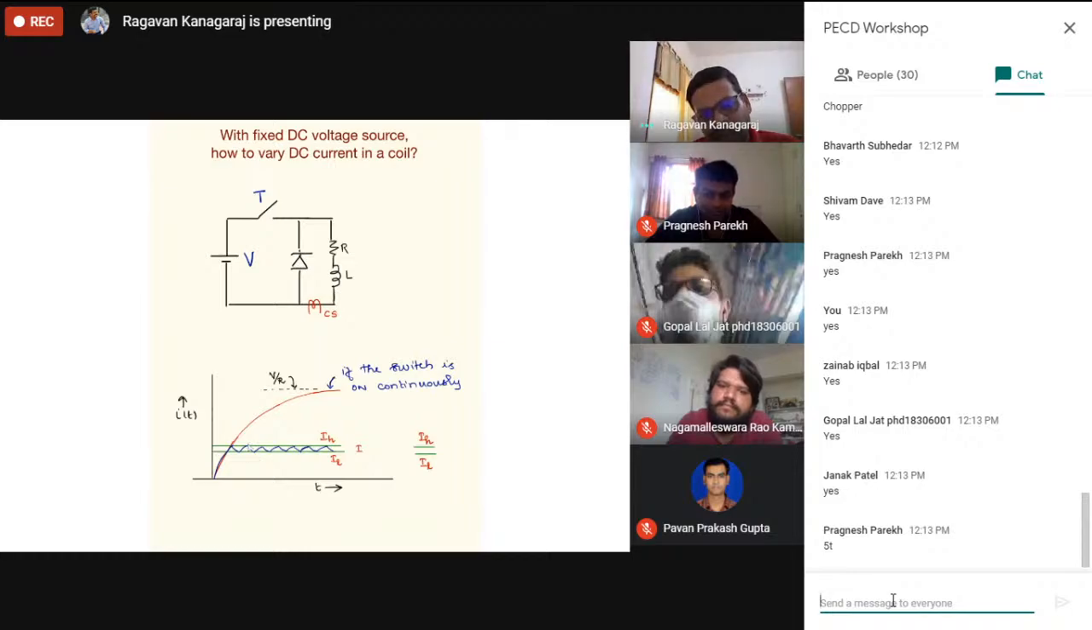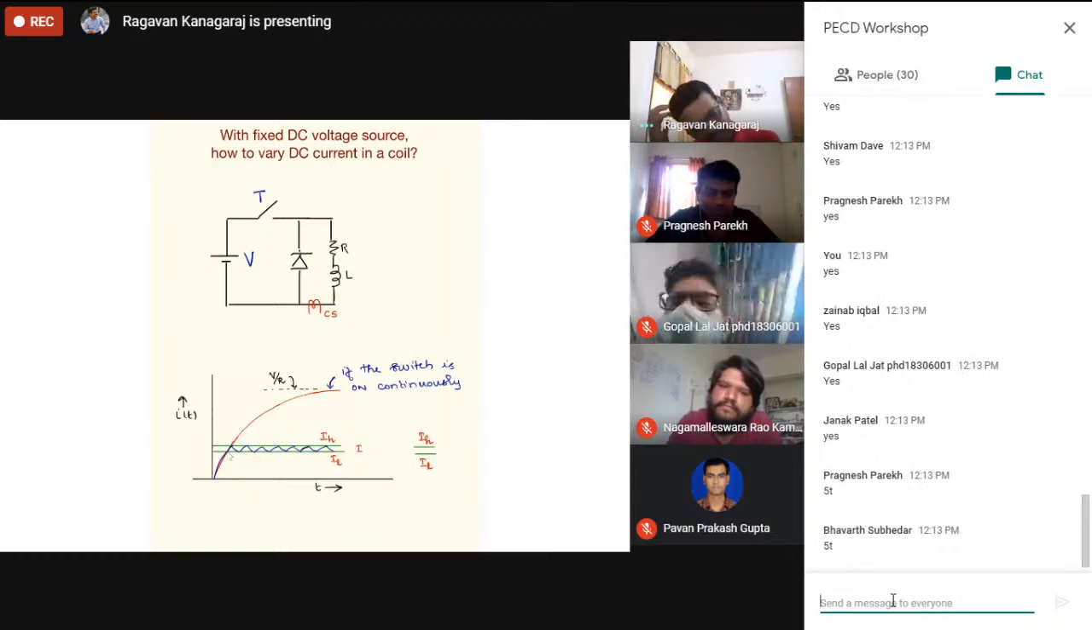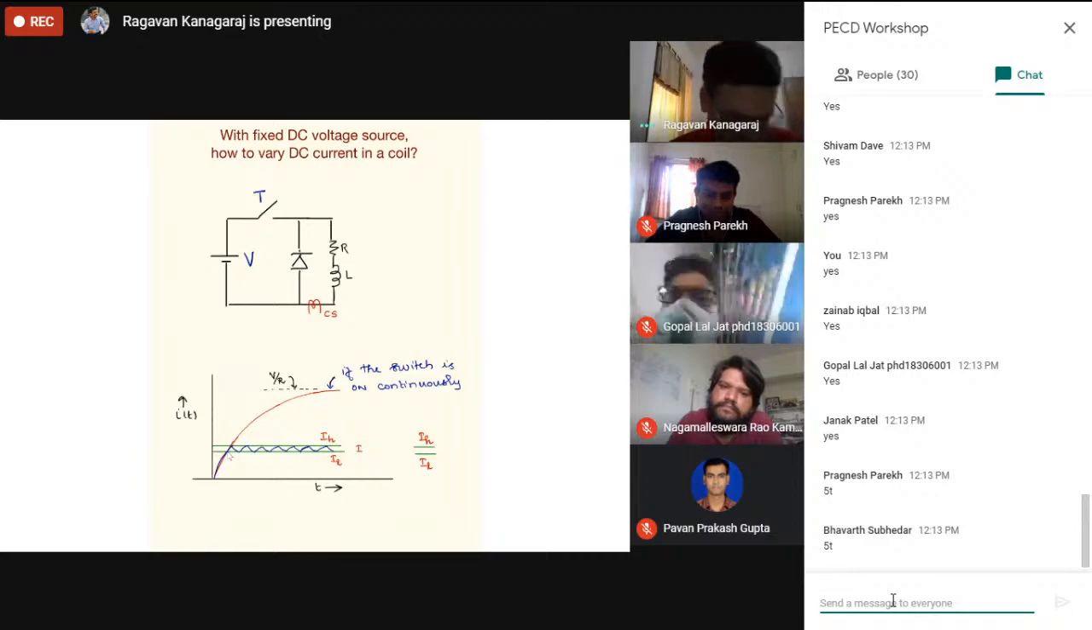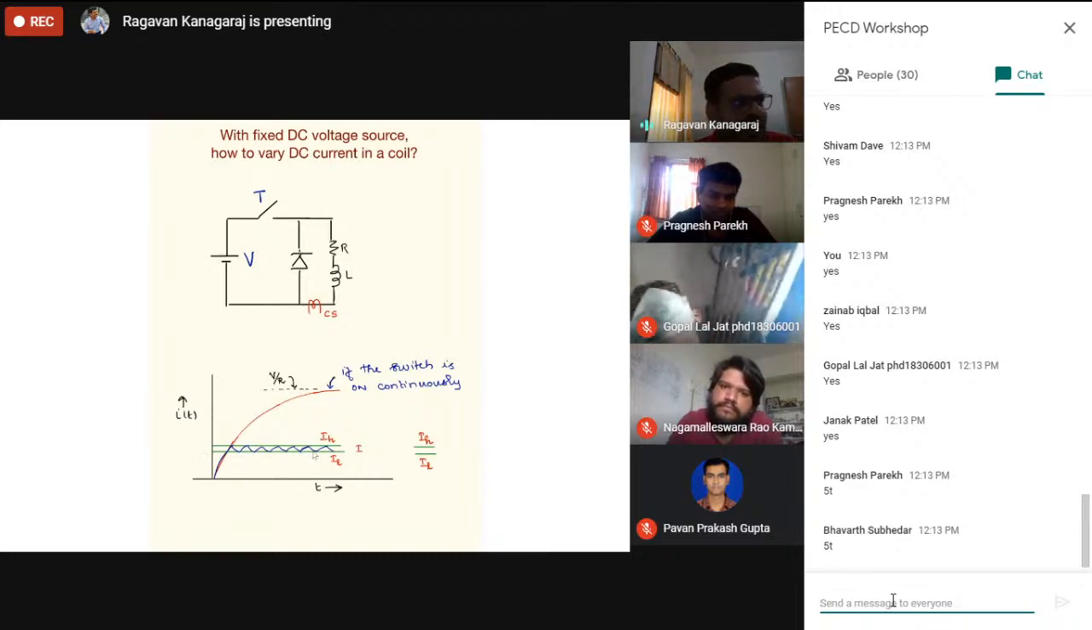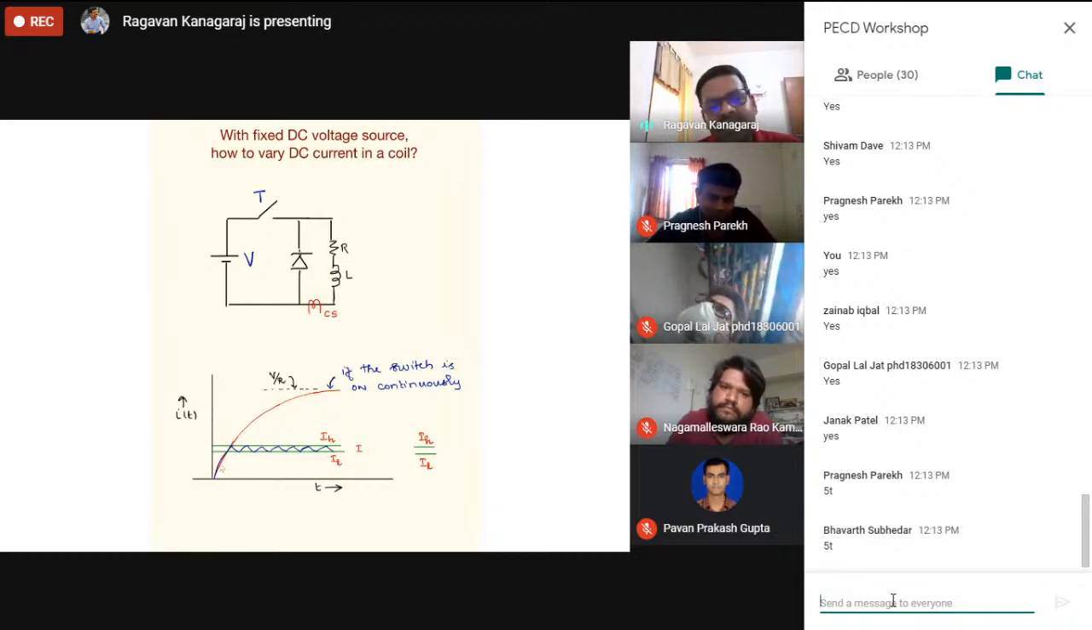All right. Now we want to change the current because torque is equal to K phi I, where flux comes out of the magnetic field. Now we want to maintain the current. We don't want the current to be decided by the resistance of the winding. We want to decide the current. So let's say that I want 10 ampere. Whatever I show, IH corresponds to 10.1 and IL corresponds to 9.9. Once the current reaches 10.1 ampere, I will open the switch.